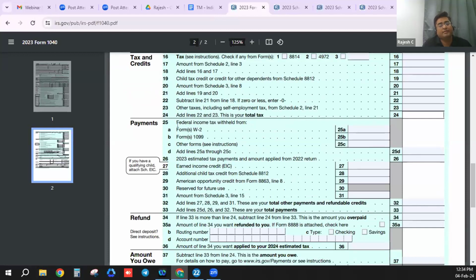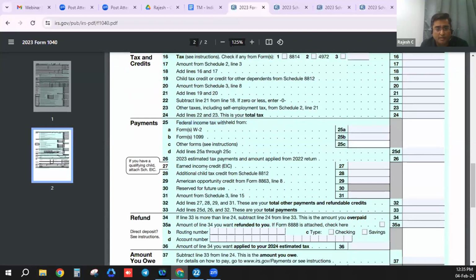Payments are in terms like federal income tax. So what is federal income tax withheld? When you receive W-2 income, you have to pay some payments to the government, like the federal government. So federal tax withheld is deducted from your salary. So it's called the federal tax withheld.